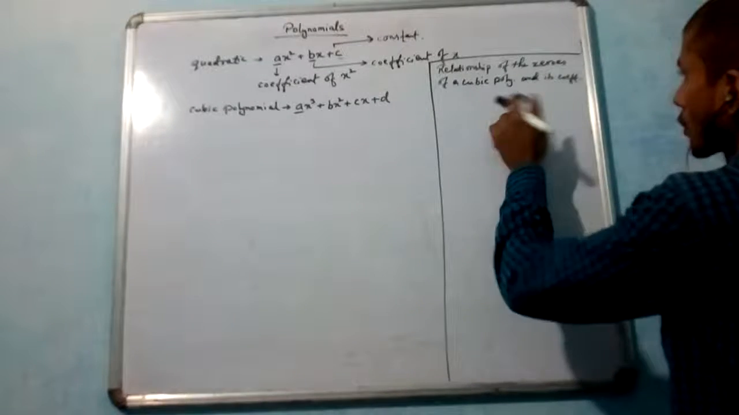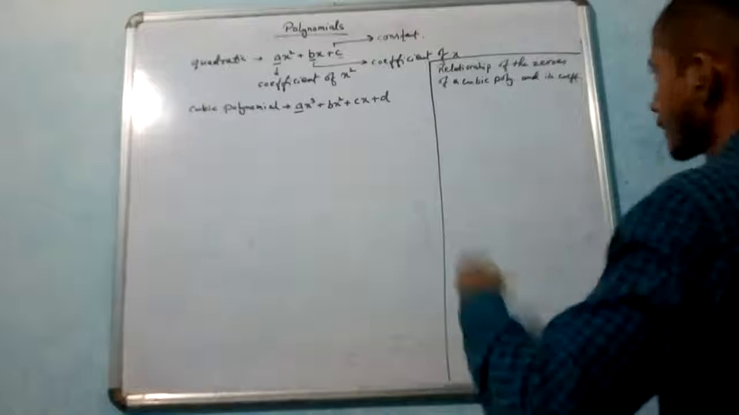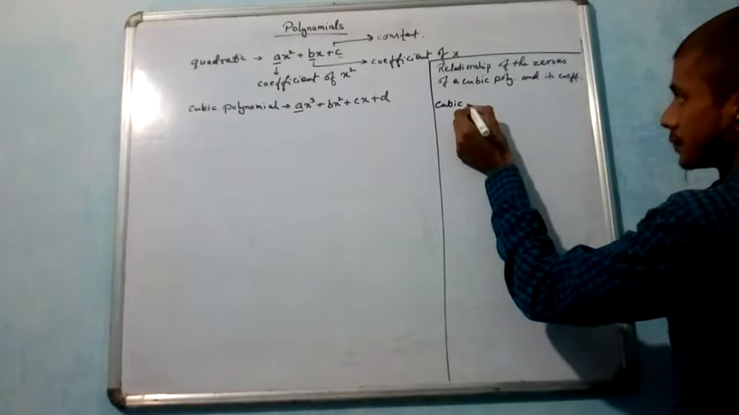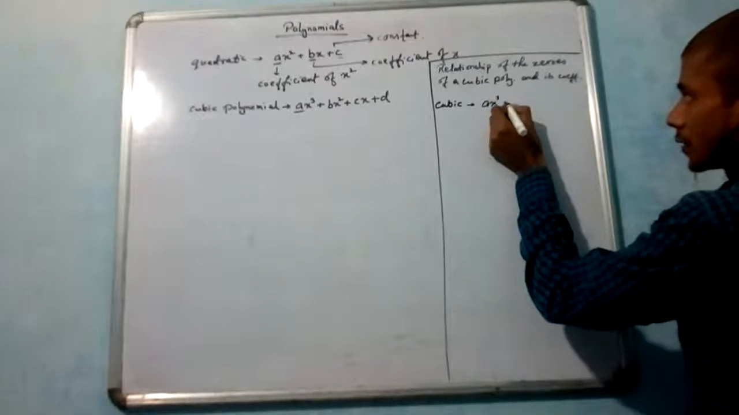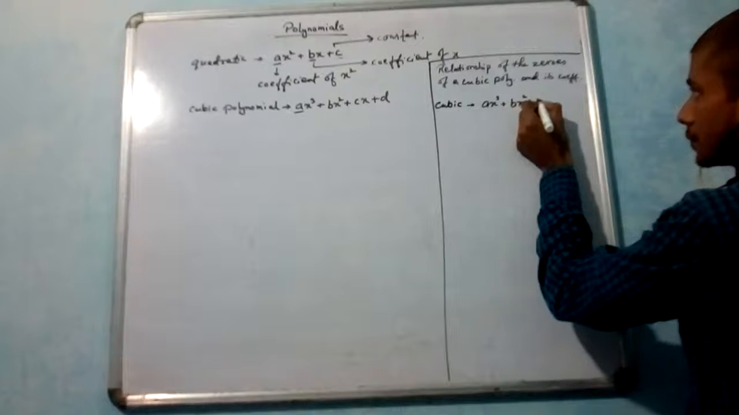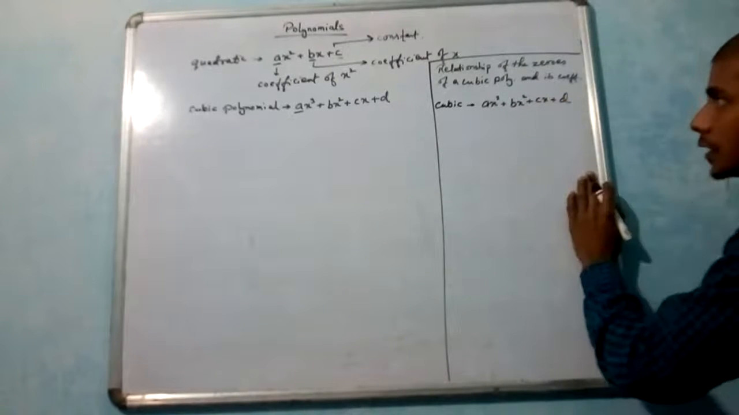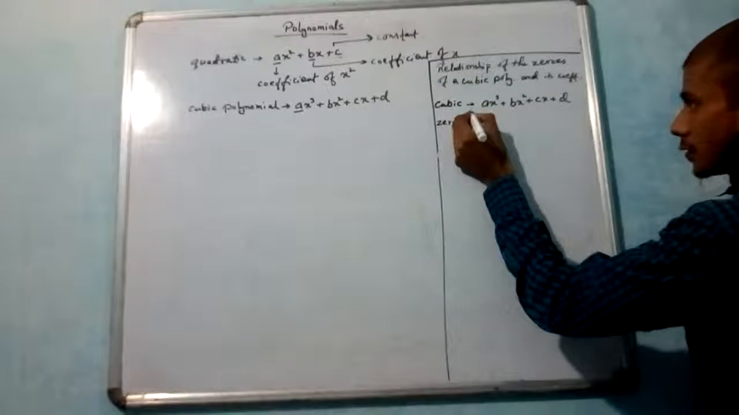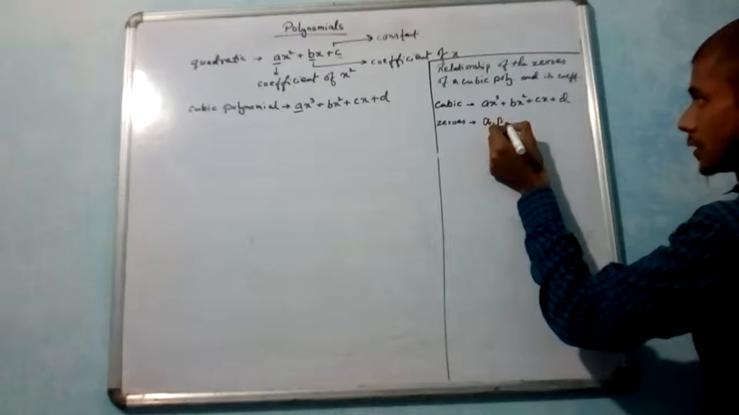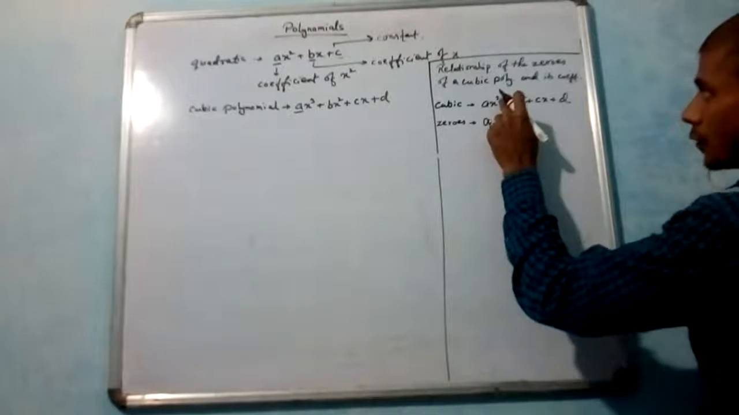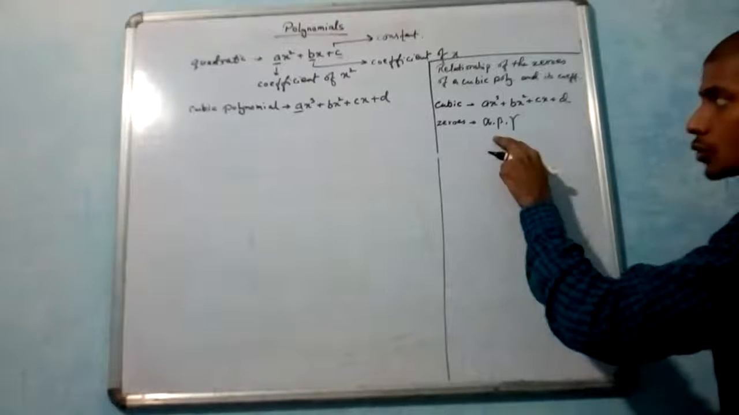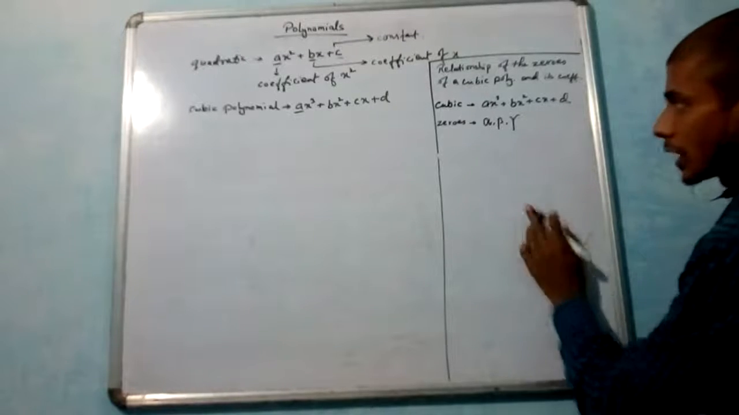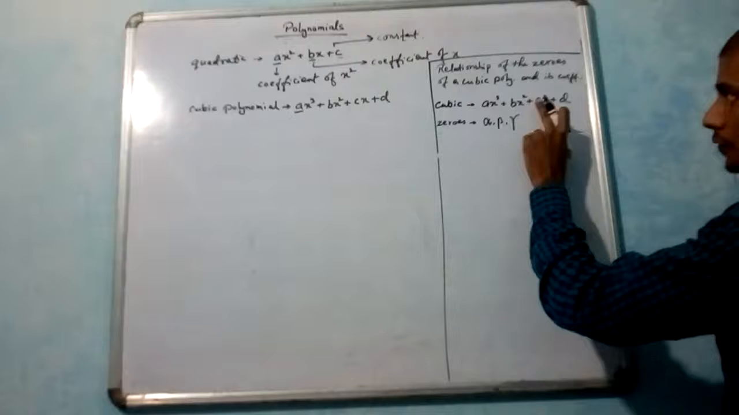So, the relationship of the zeros of the cubic polynomial and its coefficients. The cubic polynomial in standard format is ax cube plus bx square plus cx plus d. Suppose the zeros are alpha, beta and gamma. For this cubic we have degree 3, so 3 zeros are possible. Then what can be the relation between these zeros and the coefficients a, b, c, d?